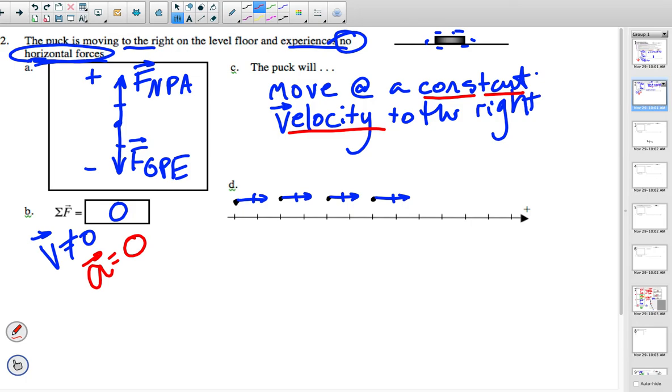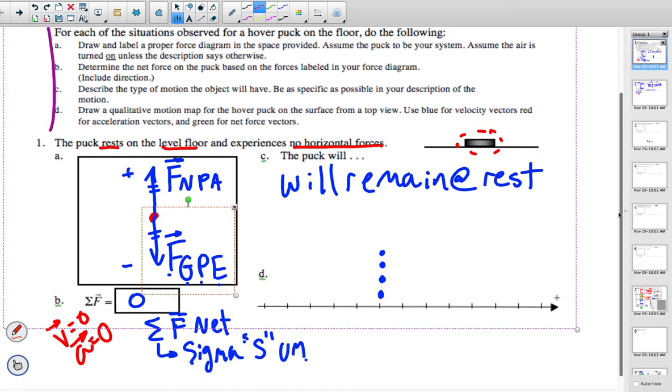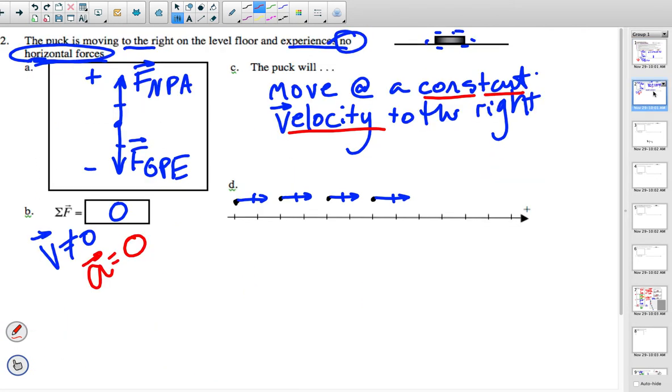So that's 2 problems in a row that the net force was 0 and the acceleration was 0. We'll have to keep an eye on that moving forward. Let's pause at this point, and then we'll start a new video for 3 and 4 and 6.